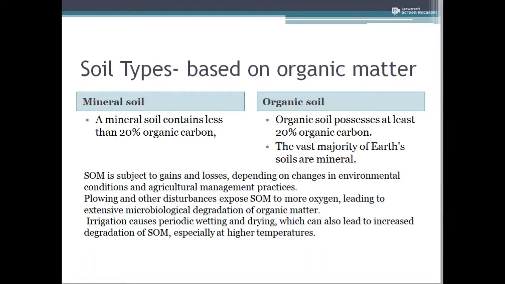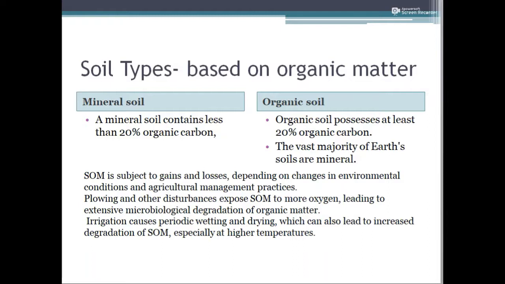Soil organic matter can be influenced by environmental conditions as well as agricultural management practices. It has been found that ploughing and other disturbances which expose the organic matter to more oxygen lead to more microbial degradation of the organic matter. Irrigation activities such as periodic wetting and drying can also lead to the degradation of this organic matter.